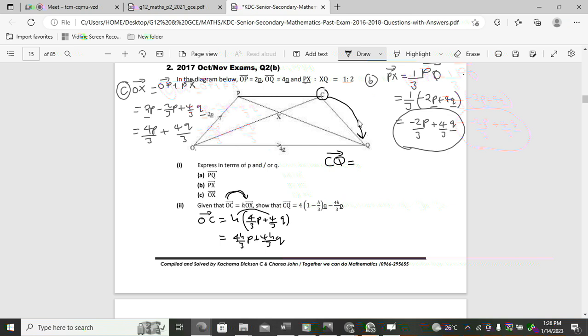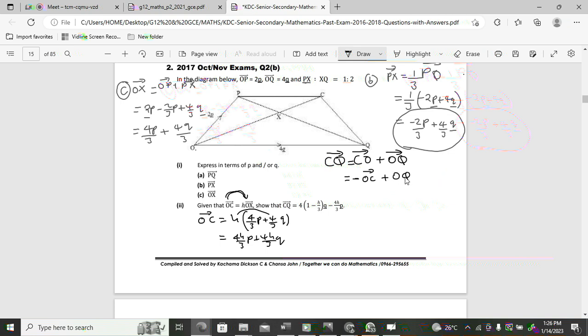To find CQ, the first thing we need is to go from C to O, because CQ is CO and then from O we move to Q. This is how we are going to move. Now we know that CO is the same as negative OC, so I'll put a negative and then OC, since that's the one we know.